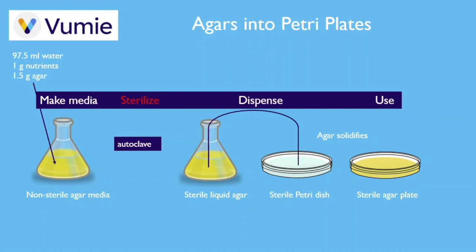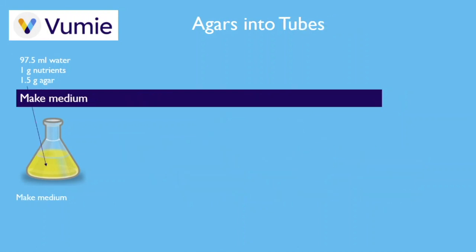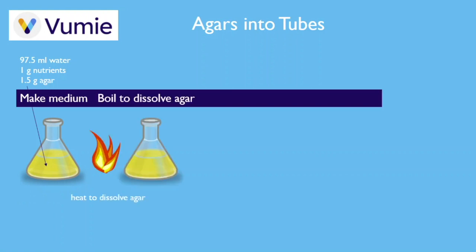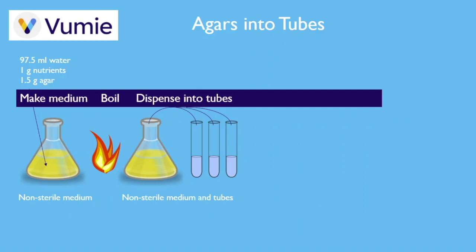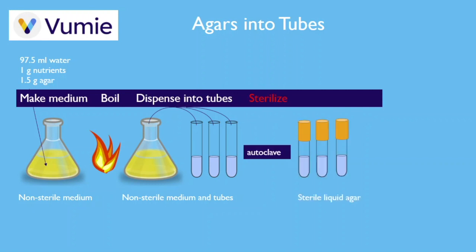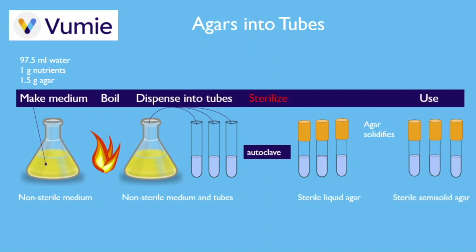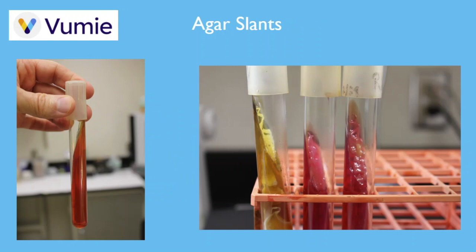When you want an agar medium in a tube, the medium is boiled in a flask to dissolve the agar, and then it is dispensed into tubes before being sterilized with the autoclave. After autoclaving, the tubes are allowed to solidify prior to use. If the tube is allowed to solidify normally, the tube is called an agar deep. If the tube is allowed to solidify in a slanted position, it is called an agar slant. Slants and deeps are useful for some biochemical tests.